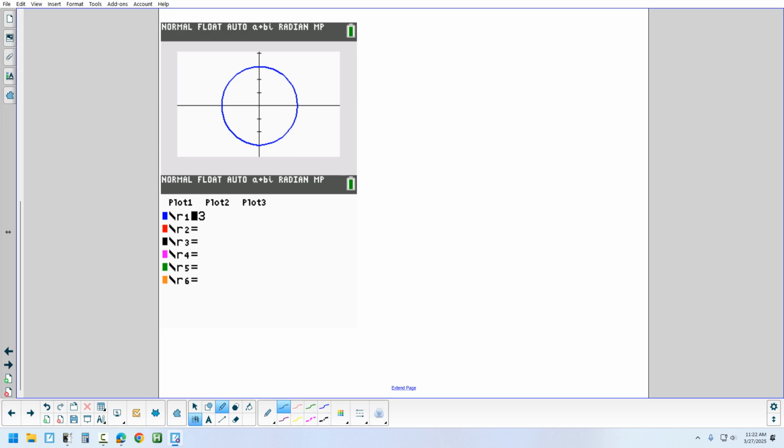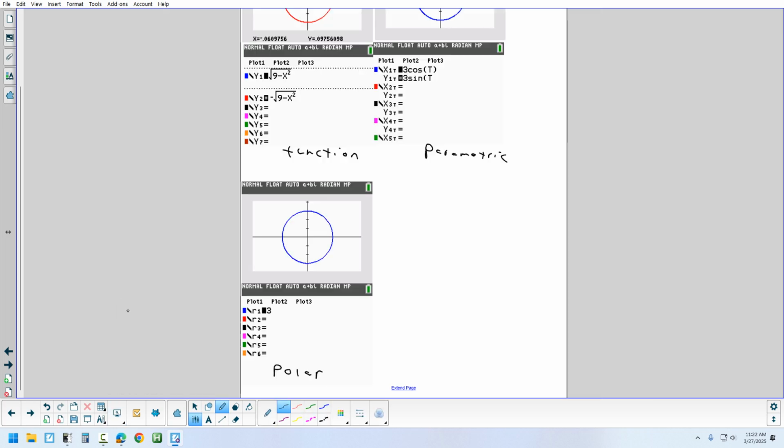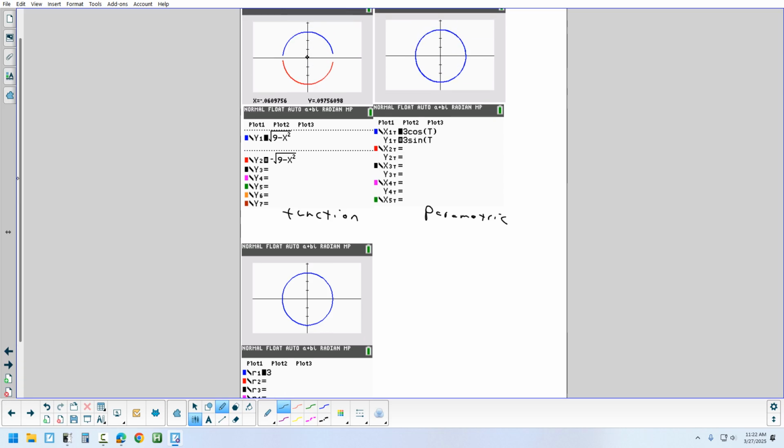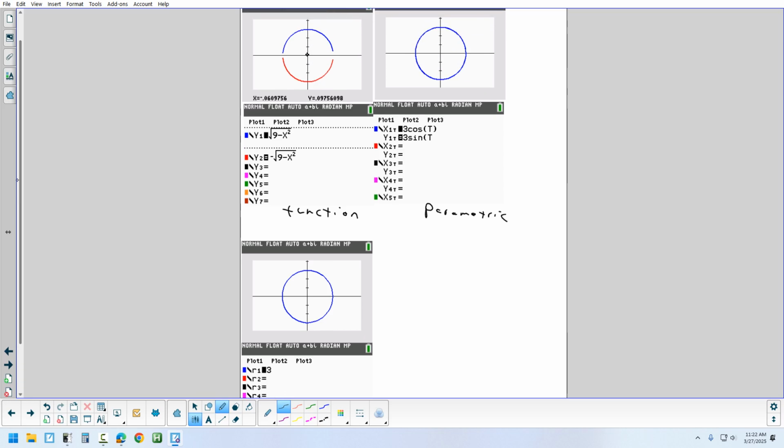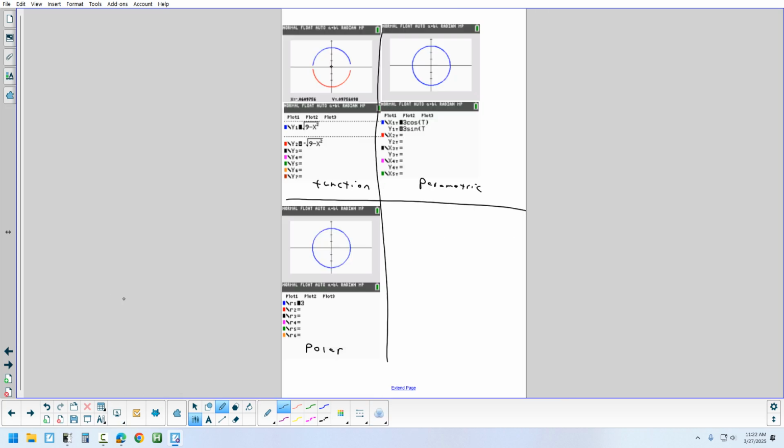And what mode was that? Polar. That was polar. So, looking at all 3 of those, the function, parametric, and polar, which one was the simplest to draw a circle? Yeah, polar was definitely the simplest one.